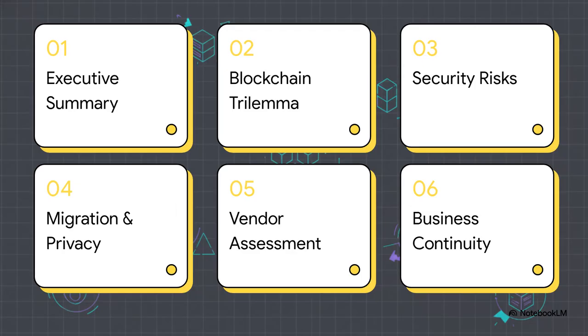So here's our roadmap for this explainer. We'll kick things off with a strategic executive summary, navigate the fundamental trade-offs of the blockchain trilemma, and then break down 18 very specific security risks. After that, we'll tackle application migration, run through a framework for vendor assessment, and wrap up by looking at how to guarantee active business continuity.